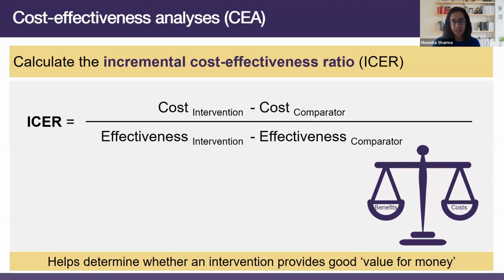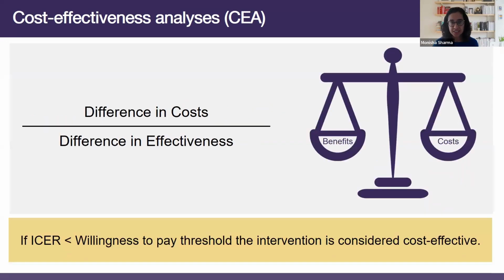One of the most common economic evaluations is the cost effectiveness analysis. We can assess the cost effectiveness of an intervention by calculating the incremental cost effectiveness ratio, or ICER, which is a ratio of the difference in the costs of an intervention minus the cost of the standard of care over the difference of the effectiveness of the intervention minus the standard of care. So essentially, it's the difference in cost over the difference in effectiveness. And if your ICER is below some threshold that you're willing to pay, you would consider that intervention cost effective.